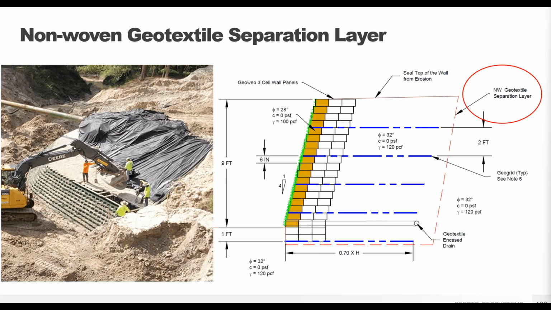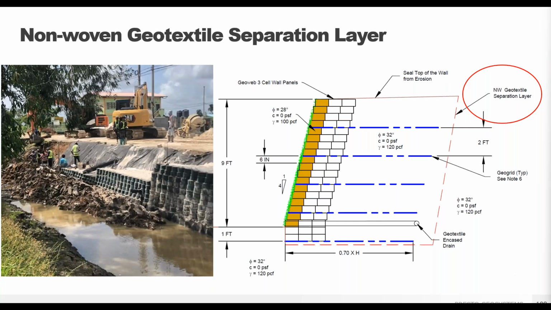Most evaluations will also include a non-woven geotextile separation layer placed against the retained soil. Make sure to have the correct overlaps side to side and end to end. And again, follow the geotextile manufacturer's guidelines.